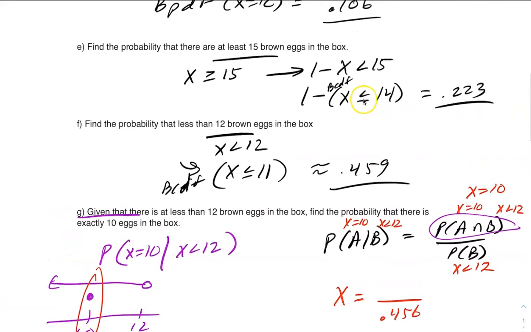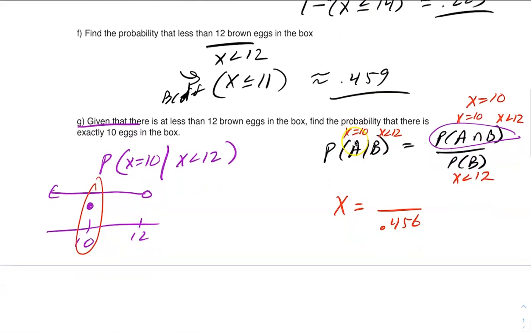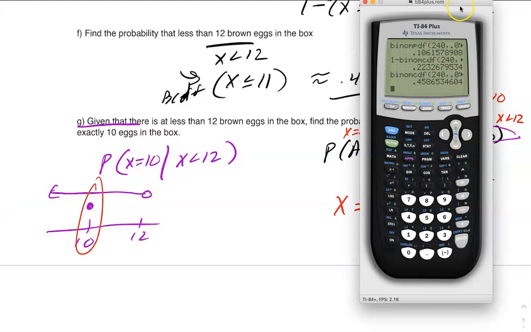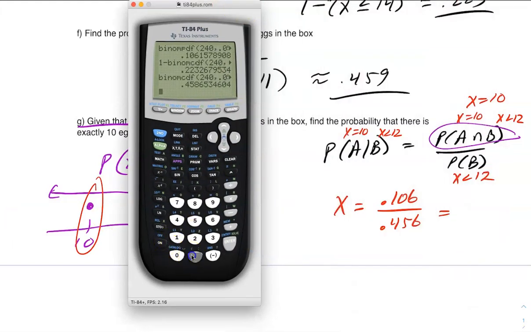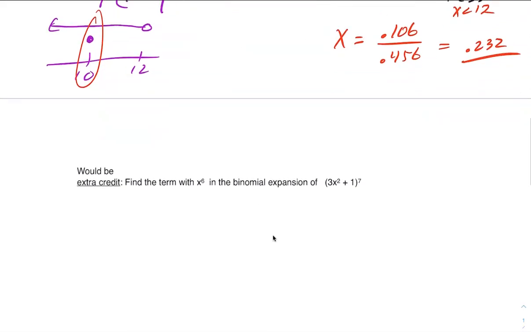What's the probability that you're exactly 10? Right here. The exactly 10 is 0.106. So 0.106. Plug that into your calculator. So we're going to do 0.106 divided by 0.456. And I get 0.232. That's the answer. Now this would have been the extra credit I would have given.